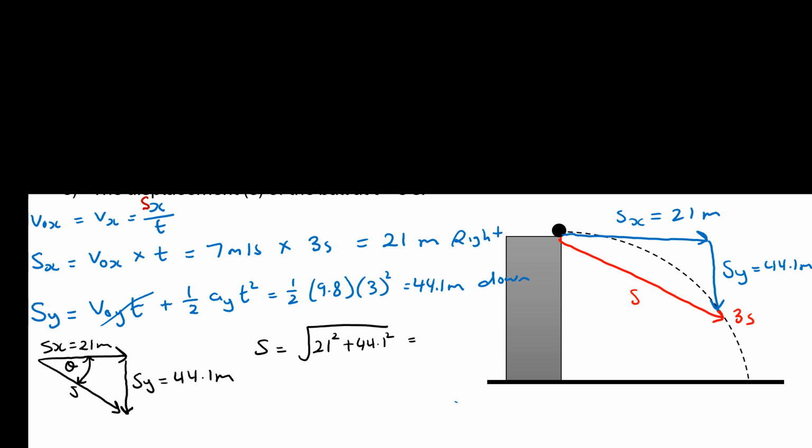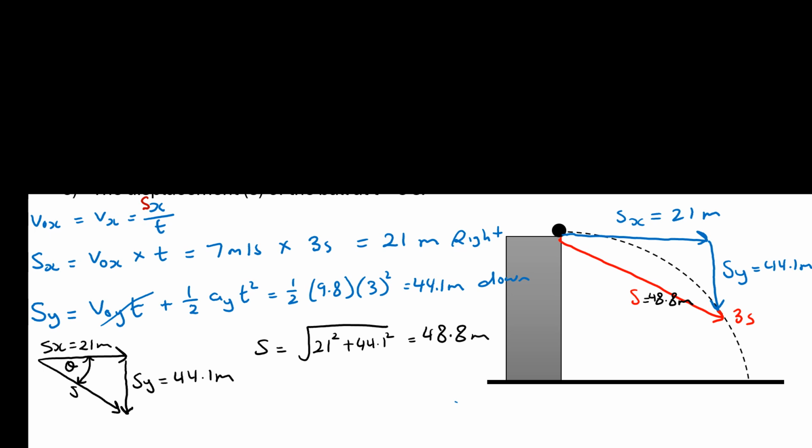And now let's use the calculator. We get 48.84475407. I will round this answer to one decimal place: 48.8 meters. So the value of S is 48.8 meters. So now we know S, 48.8 meters. And now we can determine the direction of S.